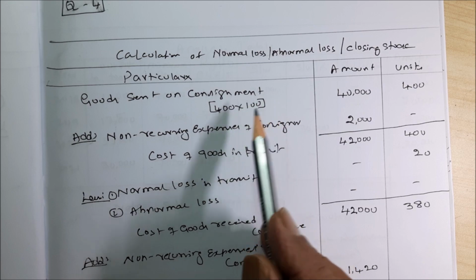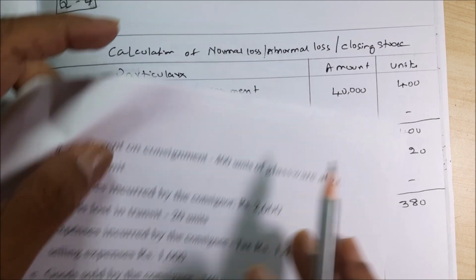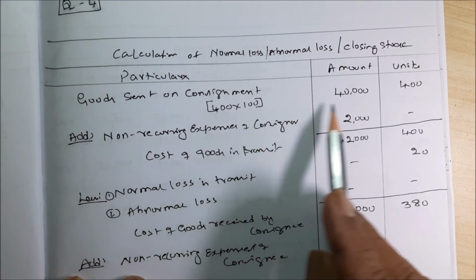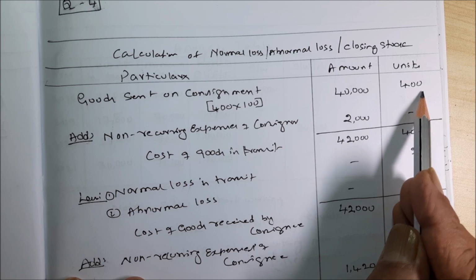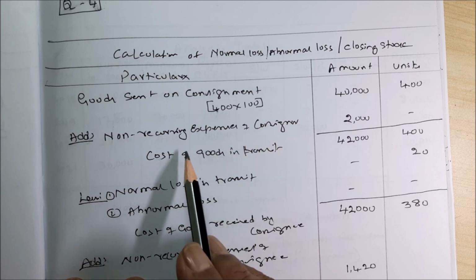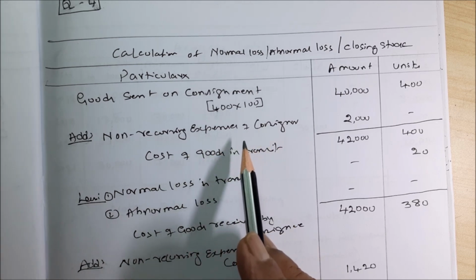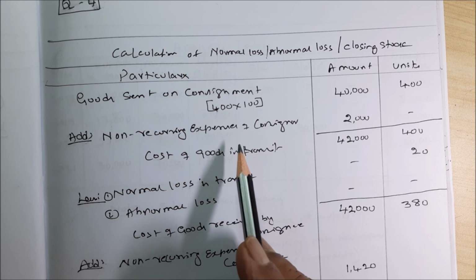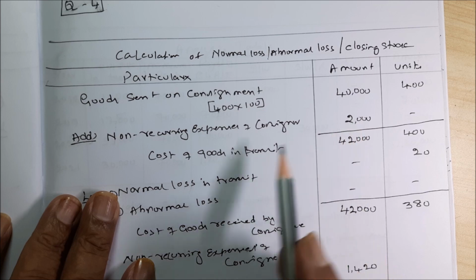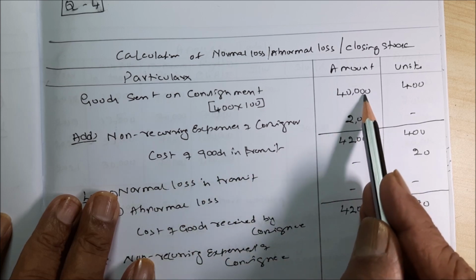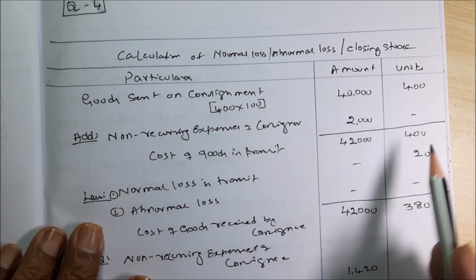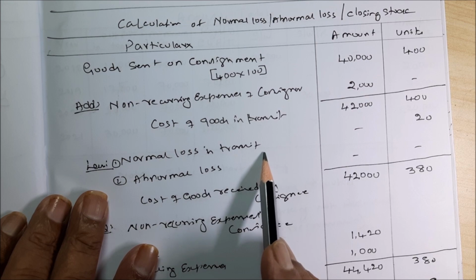Goods sent on consignment, that is 400 units of glassware at rupees 100. So 400 into 100 comes to how much? 40,000, and units is 400. Add non-recurring expenses. What are non-recurring expenses? The expenses which are not going to repeat are called non-recurring expenses. So non-recurring expenses of consignor is how much? 2,000. So cost of goods in transit is 40,000 plus 2,000, it comes to 42,000. That is for 400.